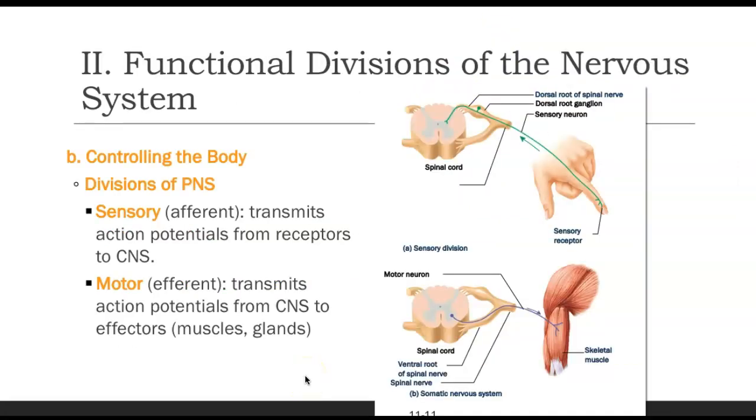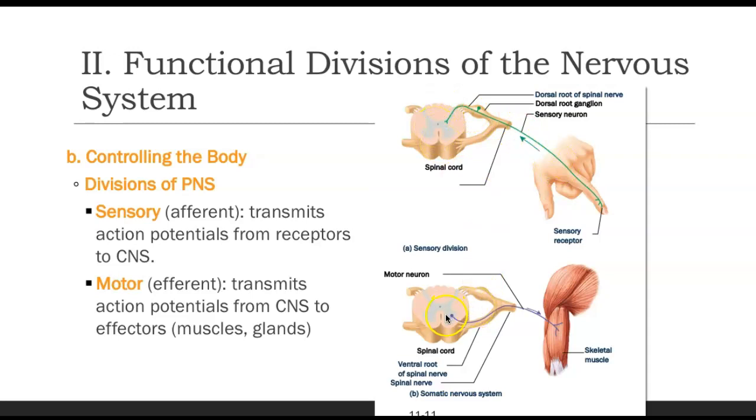Now let's talk about controlling the body, and basically we are going to discuss the different divisions of our peripheral nervous system in order to understand how we are controlling the body. So the first main division is a sensory or afferent division, which discusses the transmission of action potentials from a receptor to the central nervous system. So for example, let's imagine there's like a little pin here. We would have a receptor pick up that painful stimuli and send it along its sensory neuron into the central nervous system. So that's what we're talking about, sensory information coming in.